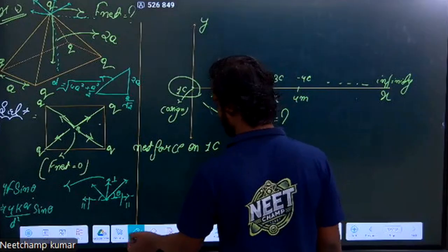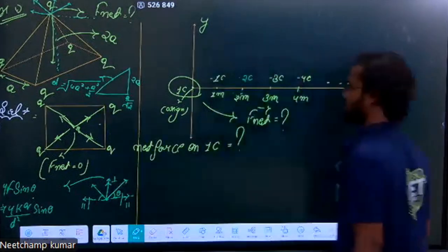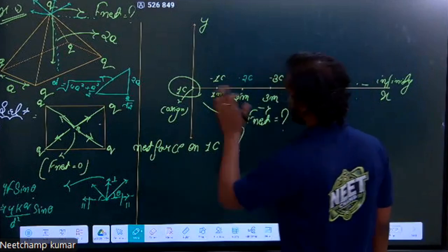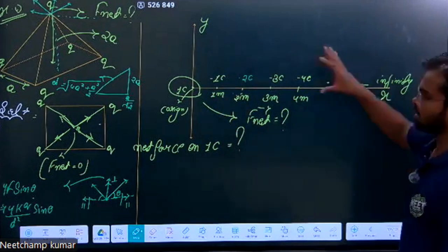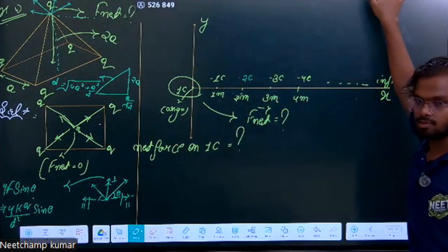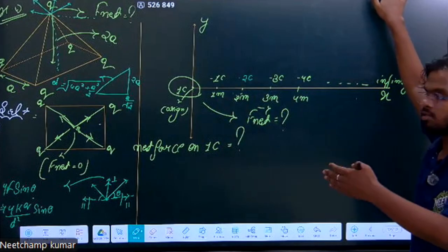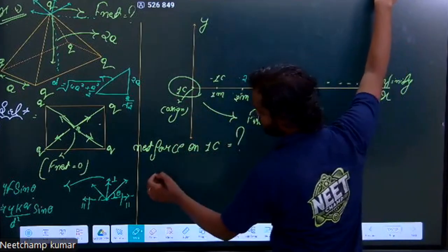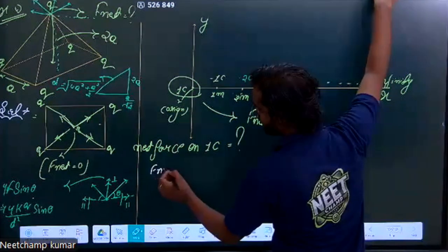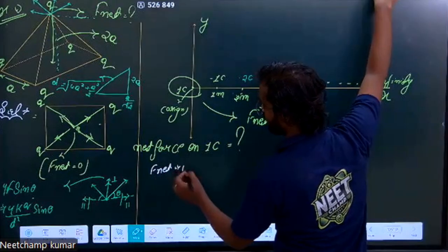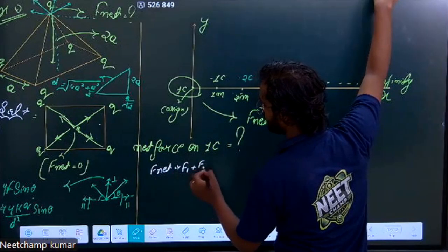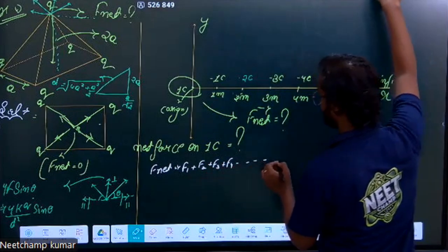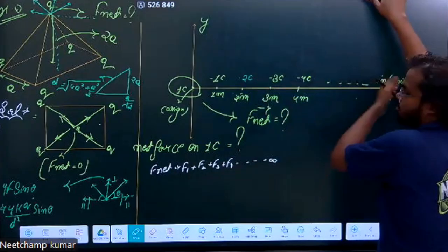In this question, I have mentioned that we have to calculate the force on the 1 coulomb charge. I have told you that force is unaffected by the individual charges. So we will write the force for all the charges on this 1 coulomb charge, and then we will add it. So let us write it. F net is simply F1 plus F2 plus F3 plus F4, like that up to infinity, because the charges are up to infinity.